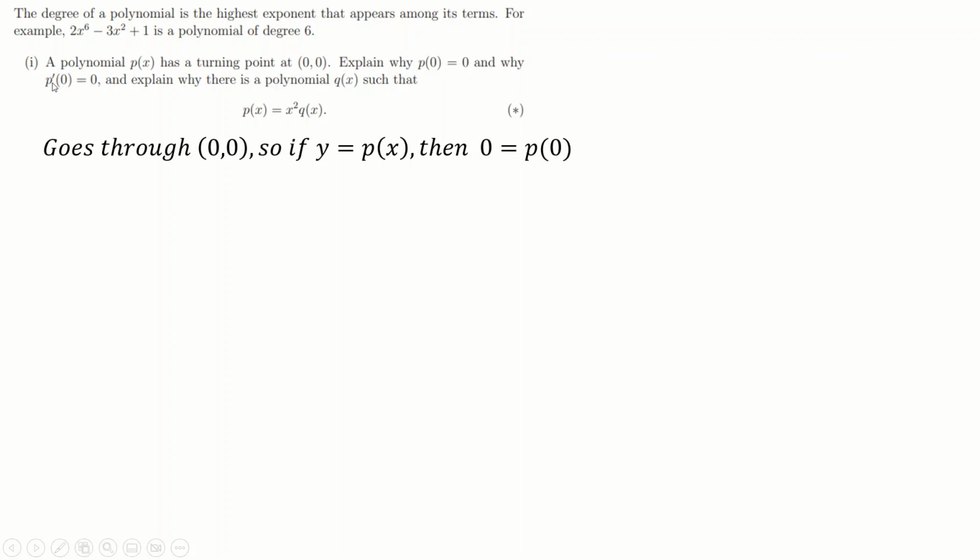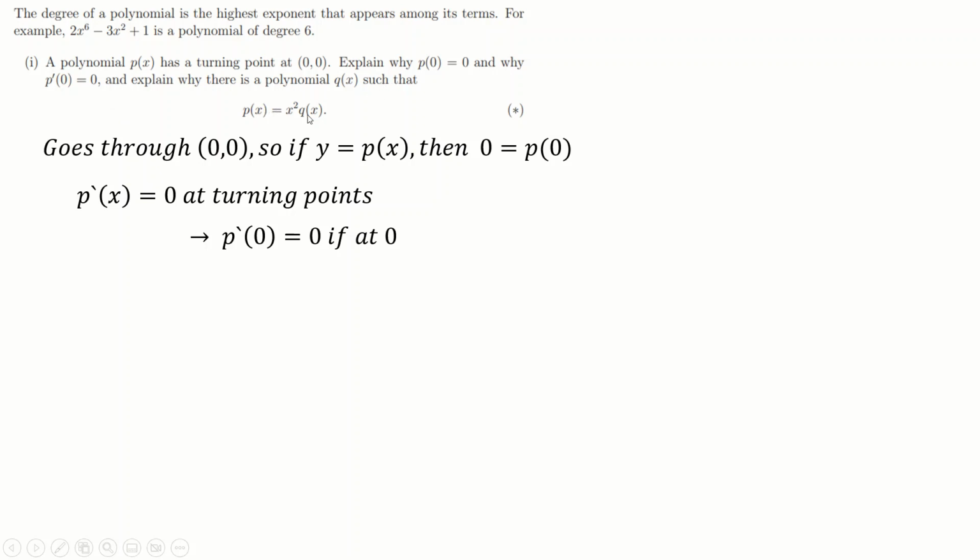And this as well. Well, by definition of derivatives, if you differentiate this and it has a turning point at x equals 0, then p dash of 0 is 0 at that point. So again, I'm not really sure what they were expecting me to say there. Anyway, explain why there is a polynomial such that this happens.